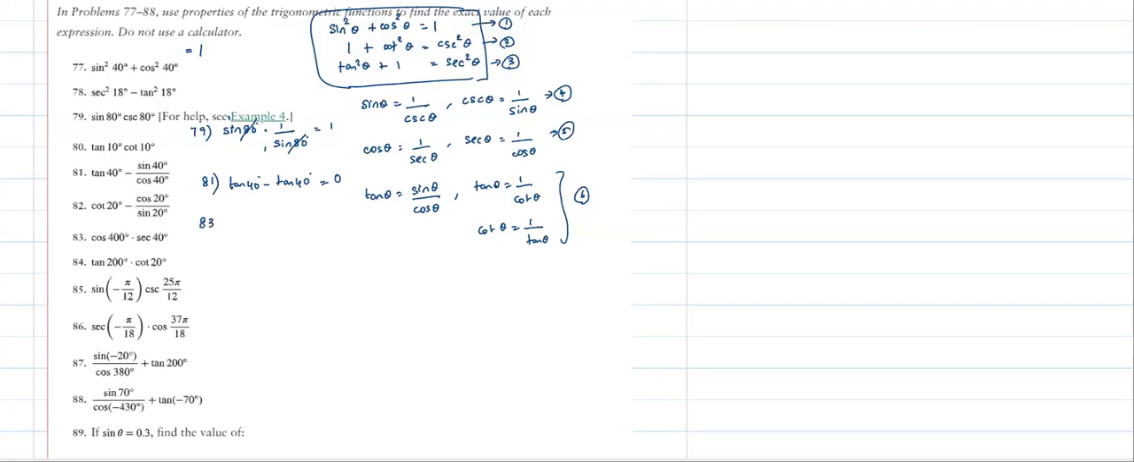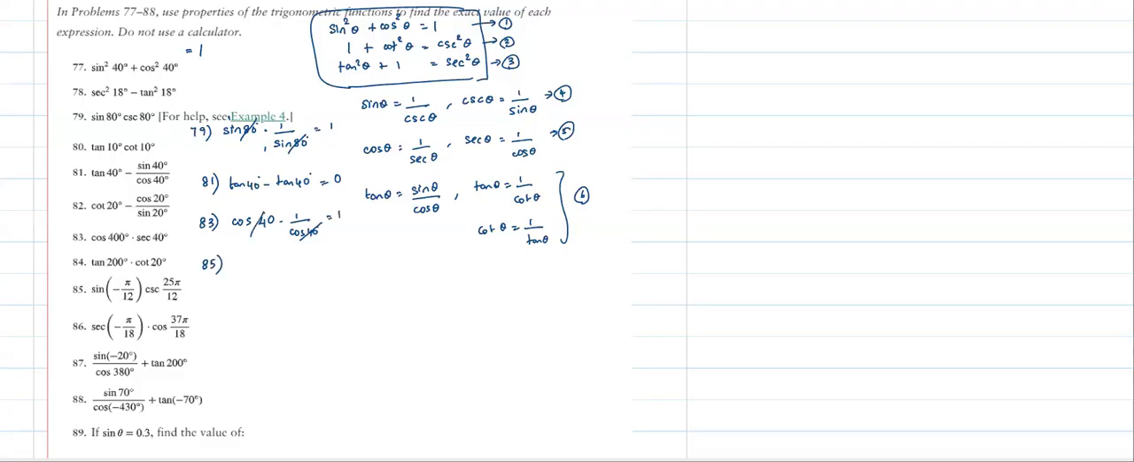For 83, I'm going to write secant 40. So what is cosine 400? Cosine 400 is the same as cosine 40, isn't it? Because of the periodic property, if you take away 360, you will get 40. And then secant 40 is 1 over cosine 40. This gets cancelled away, giving you 1 as the answer.